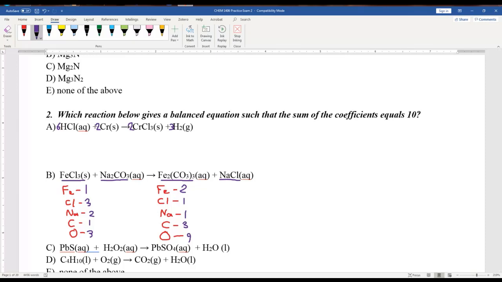I'll balance iron. I got 2 irons on the product side, 1 on the reactant side. What do I need to do? Balance the one on the reactant side. What coefficient do I have to put in front of what compound? In front of FeCl3, you put 2, right? Yeah. So that's going to multiply times the Fe, and it's going to multiply times the chlorine. So it's 2 irons, and that gives us 6 chlorines, right?